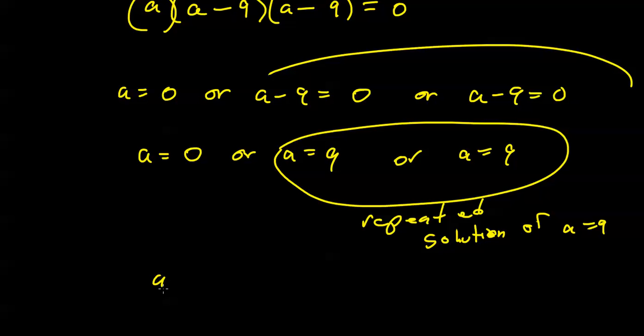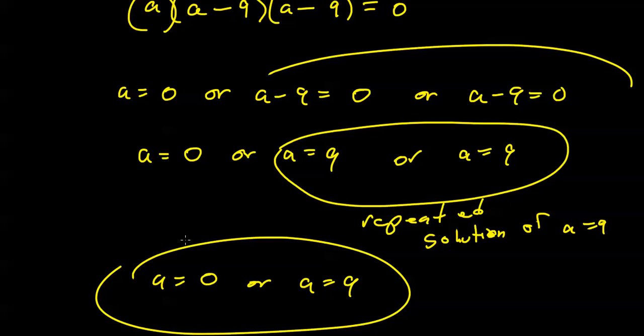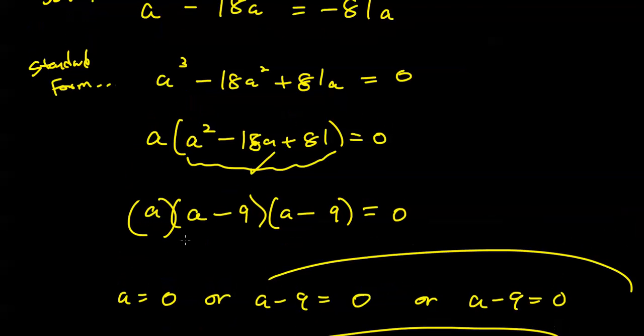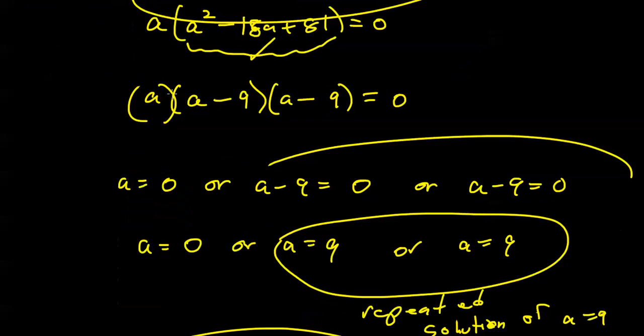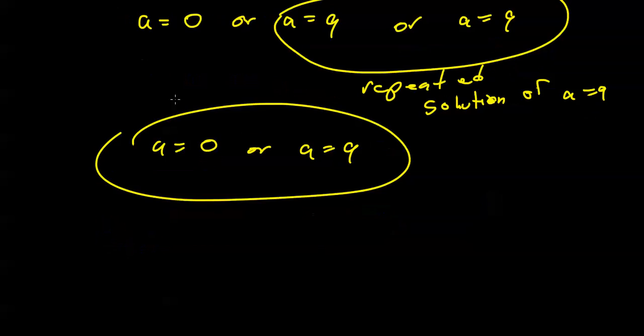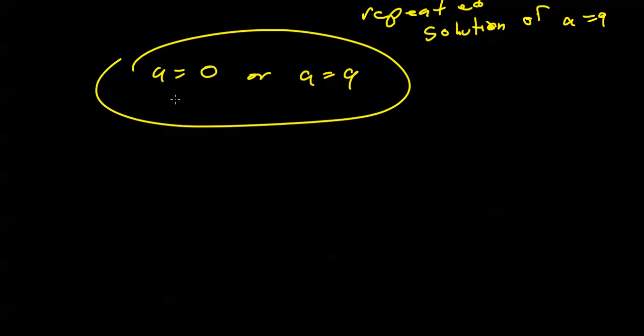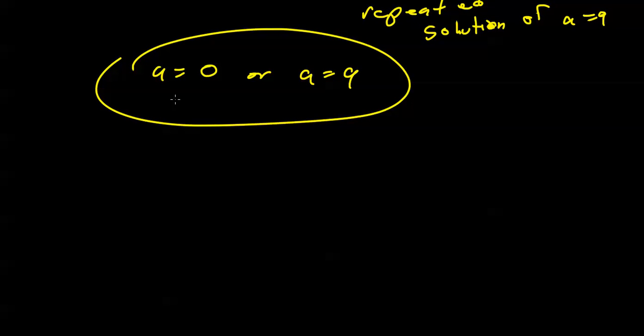So from my 2 solutions in this equation, a equals 0 or a equals 9. So we had a degree 3 equation. We started out with a degree 3 equation, ending up with 2 solutions, a equals 0 or a equals 9.